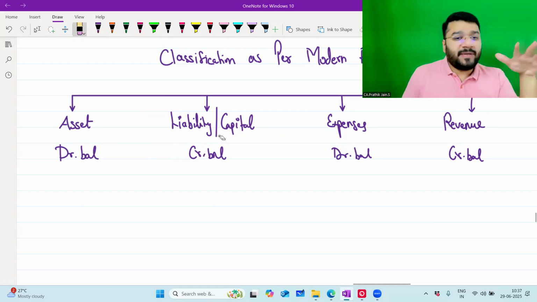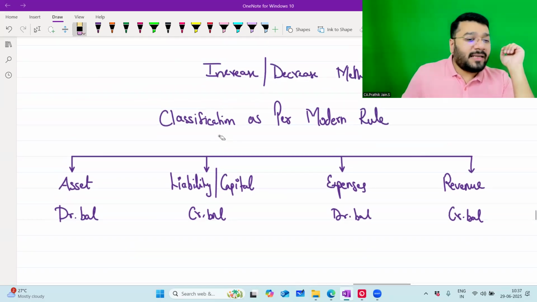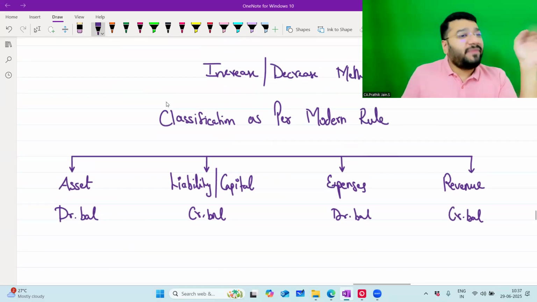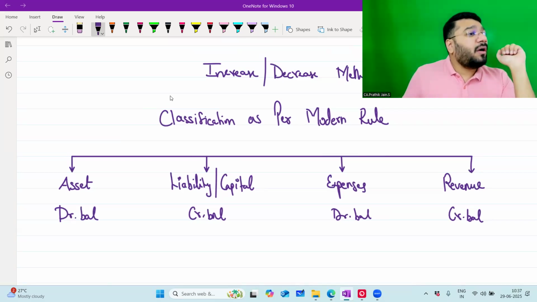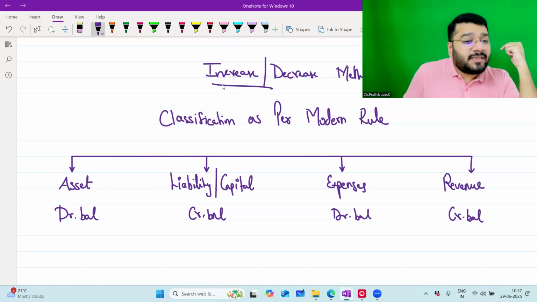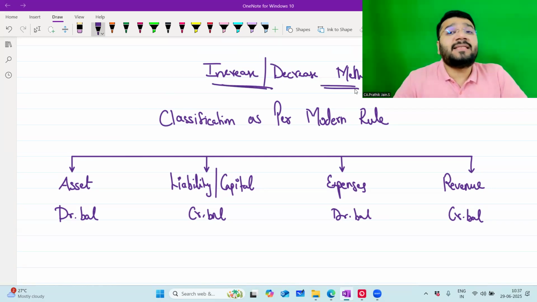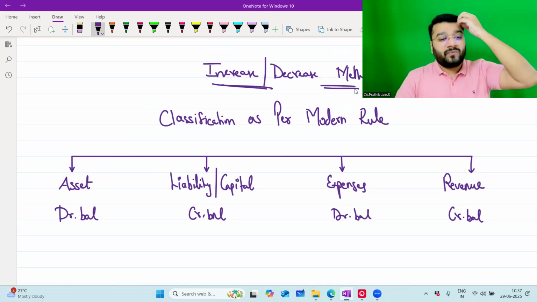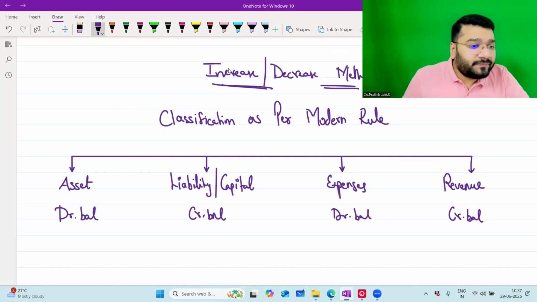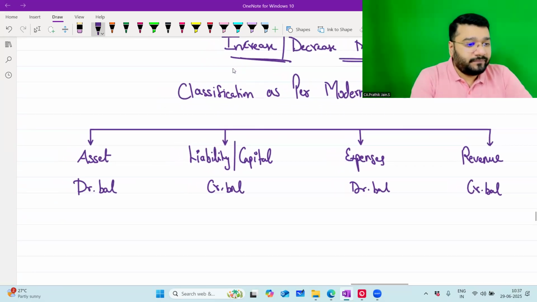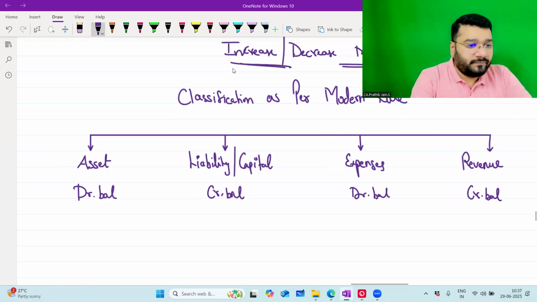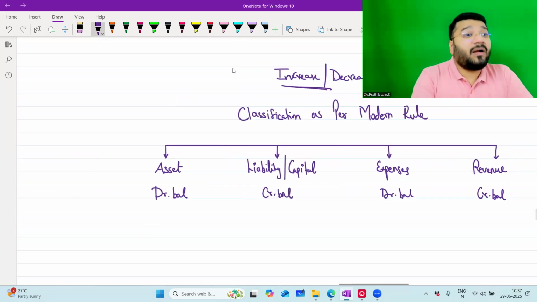Now, please make a note of this. This is called modern classification or modern rule or accounting equation approach or American approach. Also, I gave this name, it is also called the increase and decrease method. Why it is called the increase and decrease method, you'll understand in some time. Following are the classification as per modern rule. Note it down. Fast. Accounting equation approach. That's right.